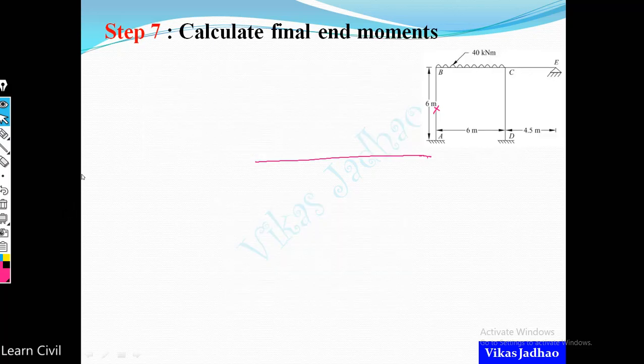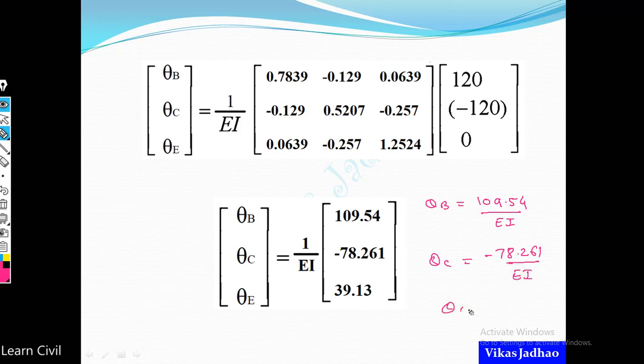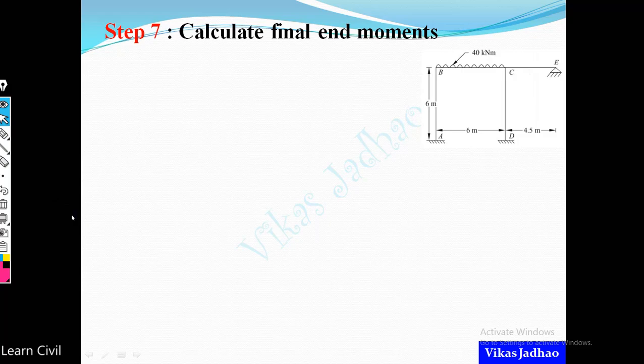So theta B will be equal to 109.54 divided by EI. Similarly theta C will be equal to minus 78.261 divided by EI, and theta E will be equal to 39.13 divided by EI. So we have got the values for the different unknown displacements. Next we have to find out the final end moments. The final end moments can be calculated by using the slope deflection equations.